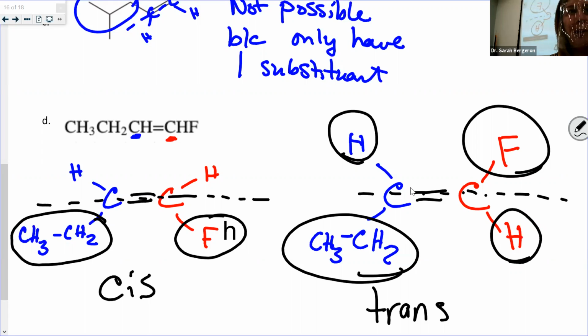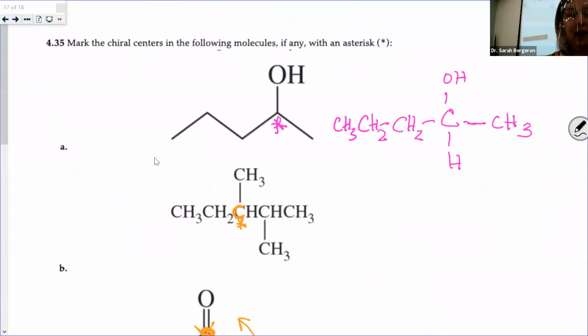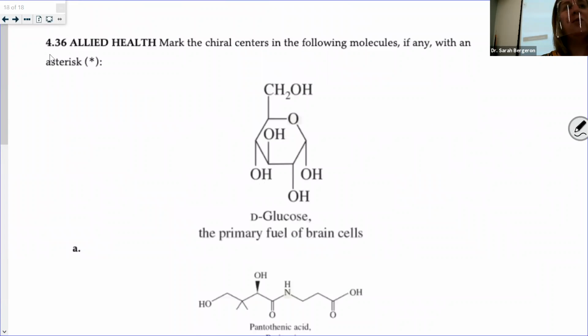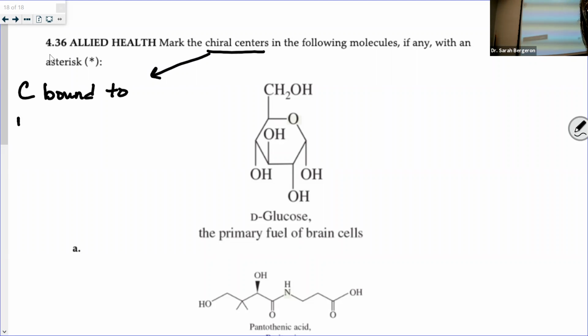All right, we got one topic left. Only one left. All right, chirality. So we did that page on the video. Before we start tackling this, give me the definition of a chiral center. It's a carbon bound to four different things. The key there being different.